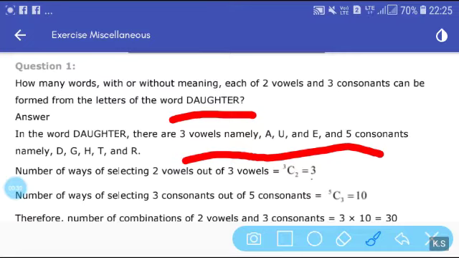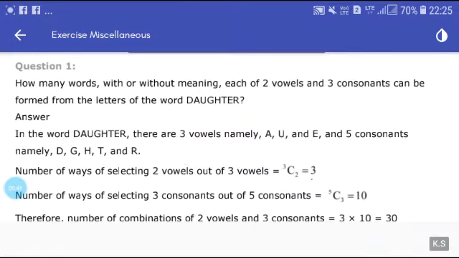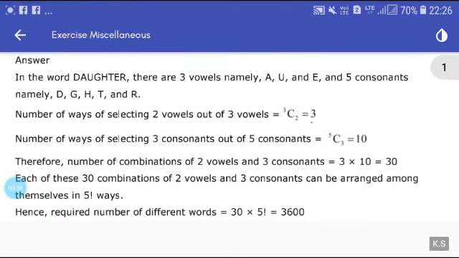So the number of ways of selecting two vowels out of three will be 3C2, which becomes 3. We know the calculation part. Now the number of ways of selecting three consonants out of 5 is 5C3, that is 10. Therefore, the number of combinations of two vowels and three consonants is 3 into 10, that is 30.